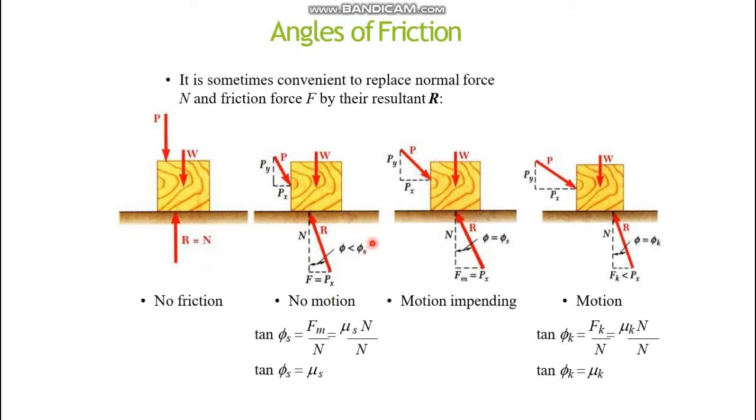So here is a term, phi s. This phi s is the angle of repose, so we can calculate the angle of repose value: tan of phi s equals Fm by N. What is your Fm? That means this F value divided by your normal force value.